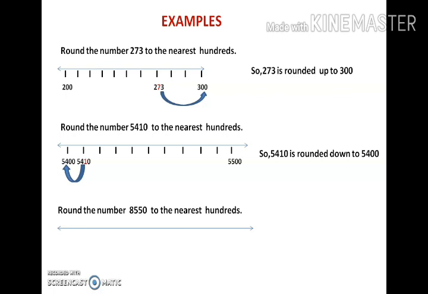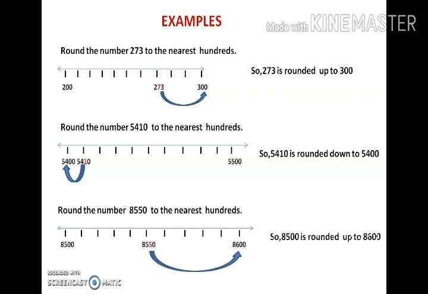Now, let us go for the third example. The number is 8550. Look at the digit in tens place. It is 5. We know that if the digit in the tens place is 5 or more, then it is rounded up. So, the number is rounded up to 8,600. So, did you understand how to round the numbers to the nearest hundreds?